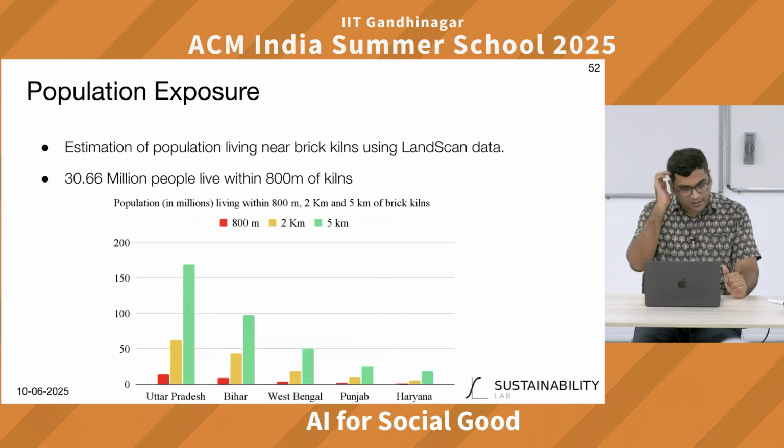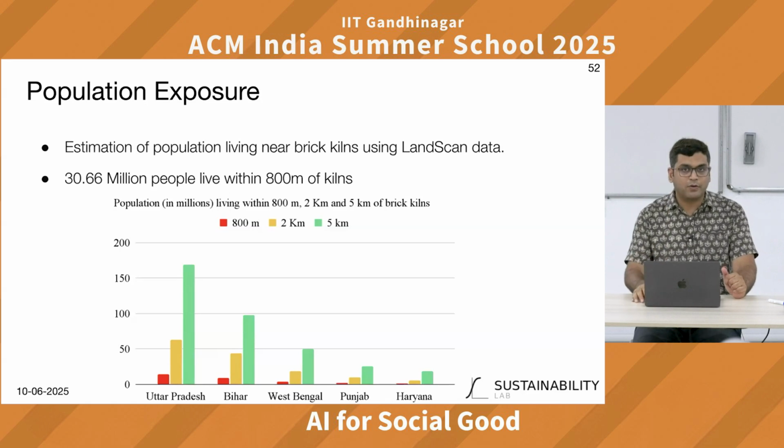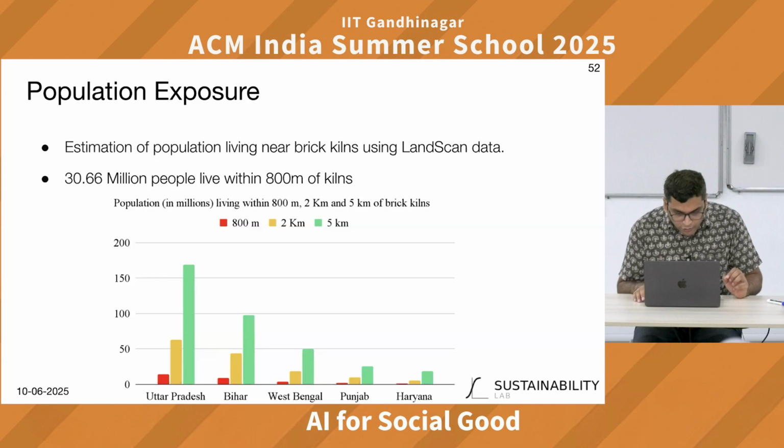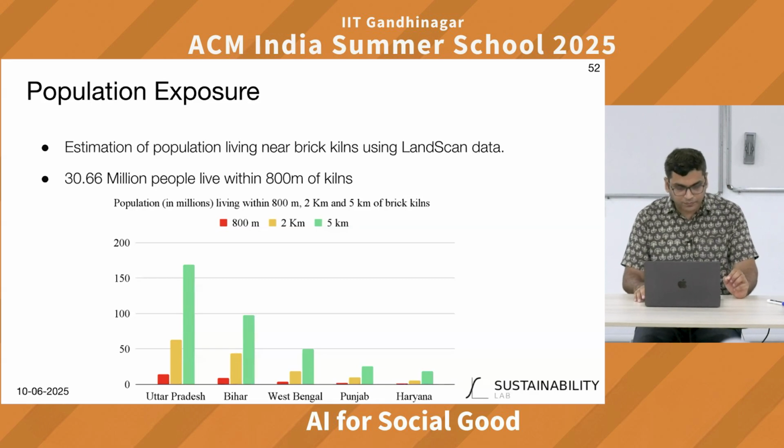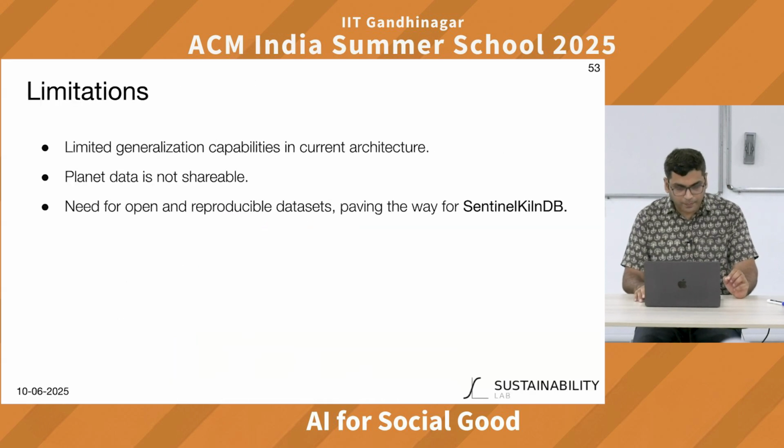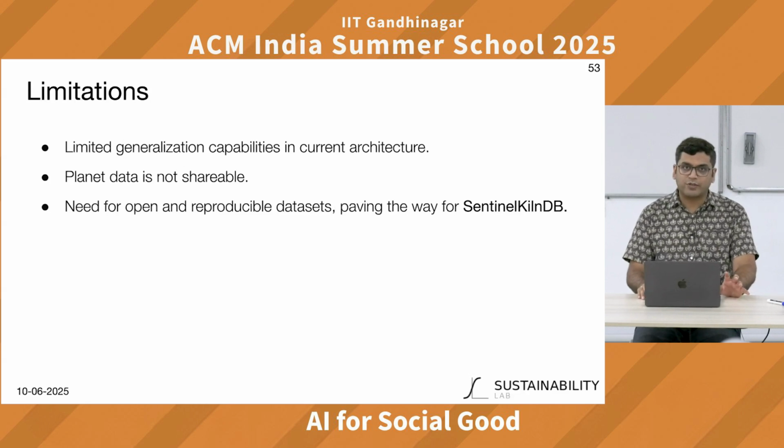Unfortunately, we figured out that there is more than 30 million people who are living within 800 meters of kilns. So the siting rule says there should be very less habitation around kilns, but 30 million is a huge number which are living close to these. So this is the first part of the talk, which was using planet data and about 30,000 kilns.